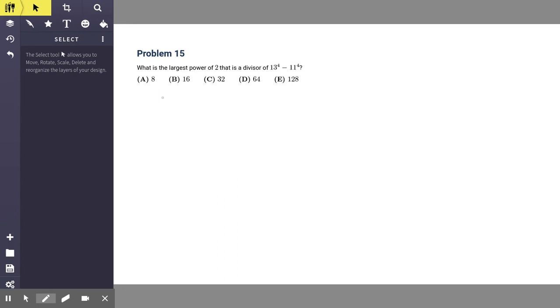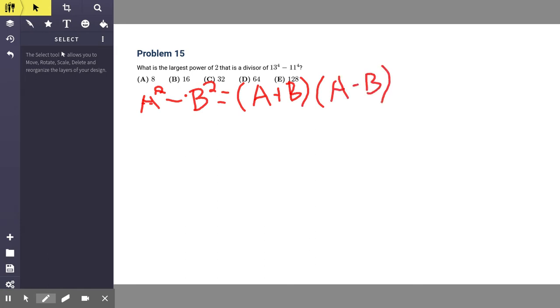So the difference of squares algorithm is a squared minus b squared is equal to a plus b times a minus b. So we need to use the difference of squares algorithm on this problem.